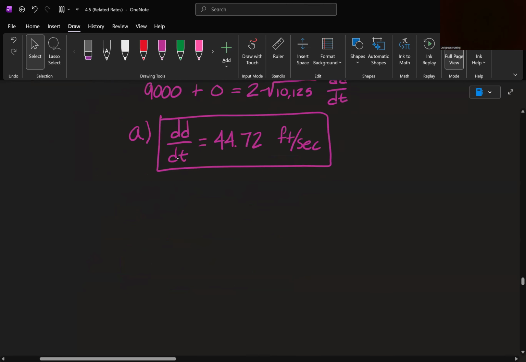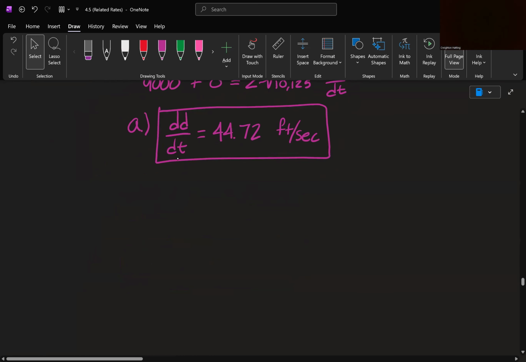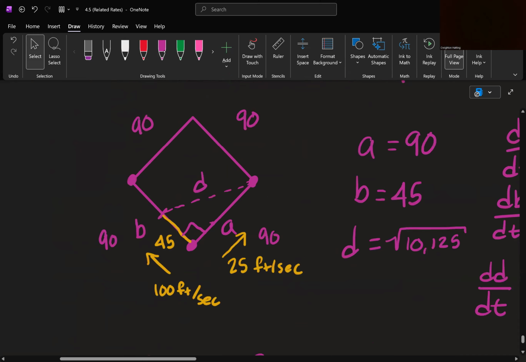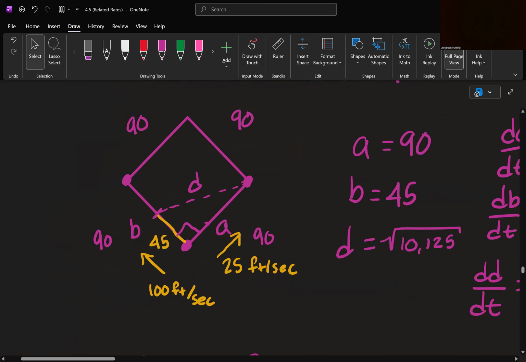Okay, Part B asks us, open up your textbook if you're not there to page 255. Part B asks, at what rate is the distance between the ball and the player changing when the ball is halfway to third base? So here's the work for B. Let's add to our picture. Part B says the distance between the ball and the player. The player is running along the line between first base and home. So the player is going here along the way at 25 feet per second.